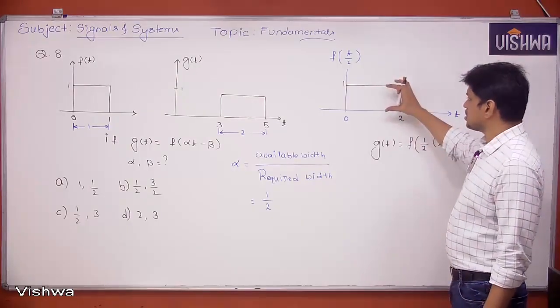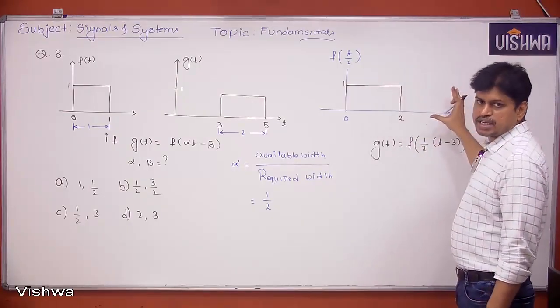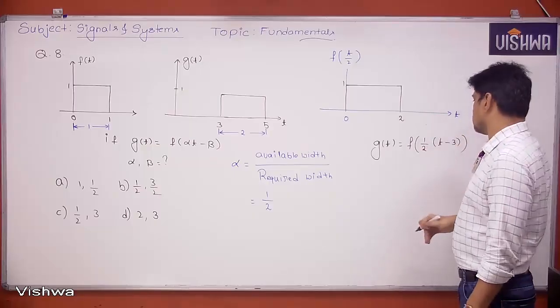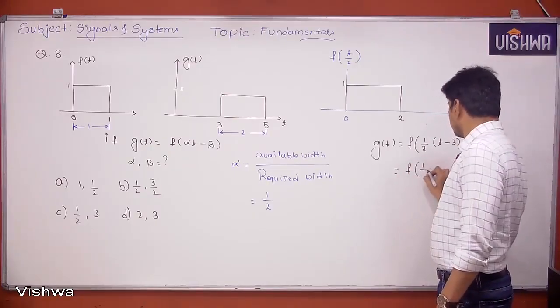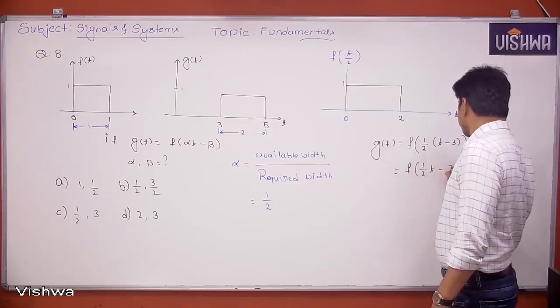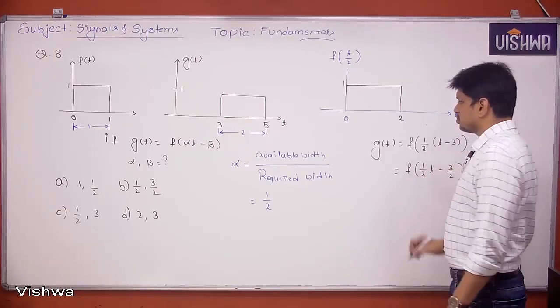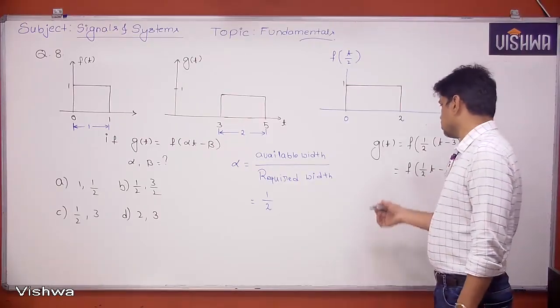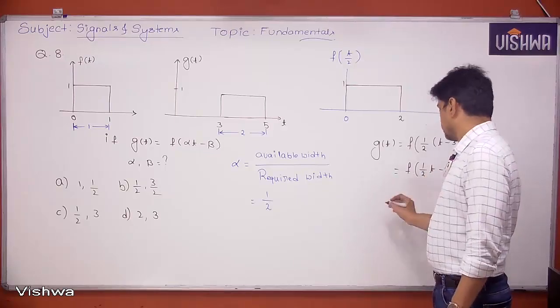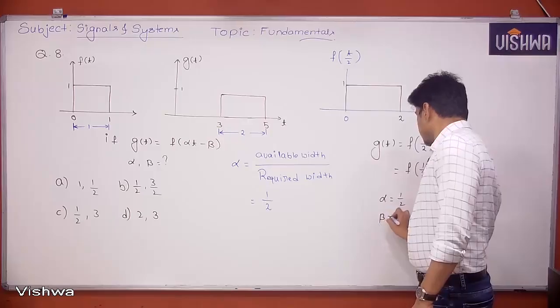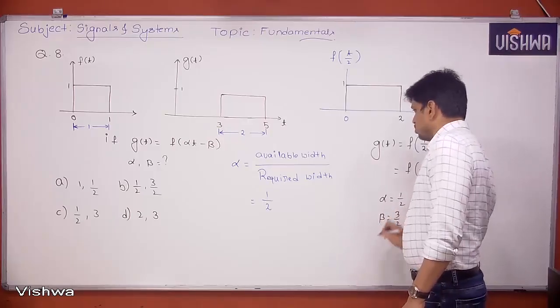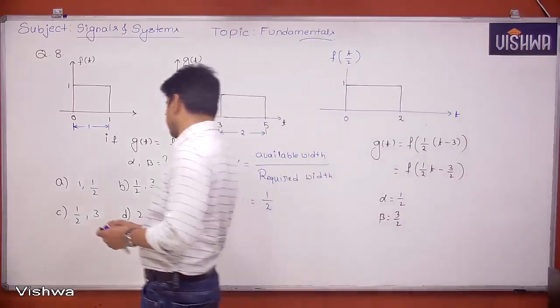That means this waveform has to be shifted right side by 3 units, so t has to be replaced with t minus 3. Finally, I get f of 1 by 2 t minus 3 by 2. So finally we got the expression of g of t in terms of f of t. Alpha is equal to 1 by 2. Beta is equal to 3 by 2. So option B is correct.